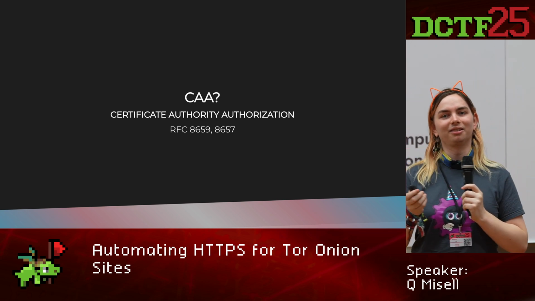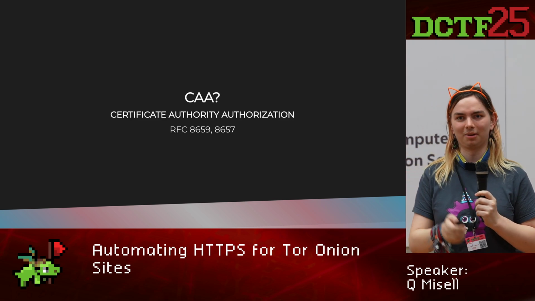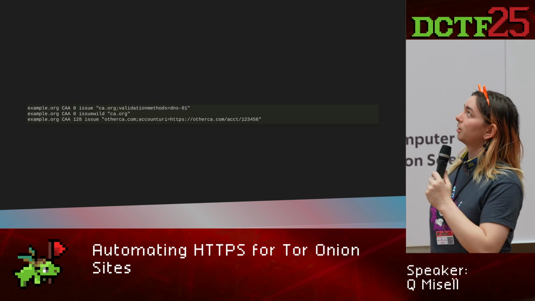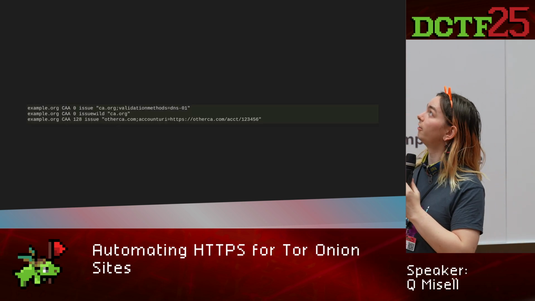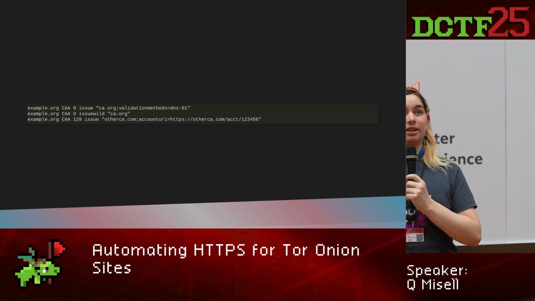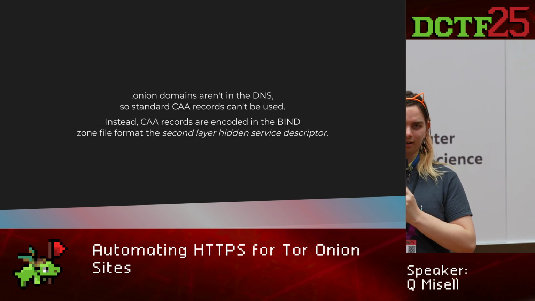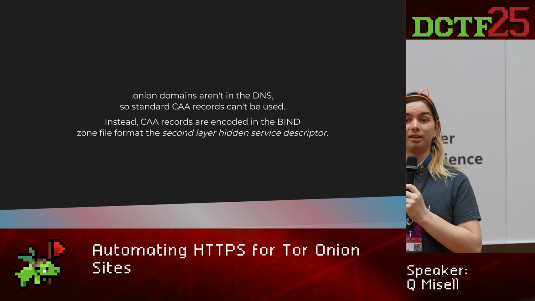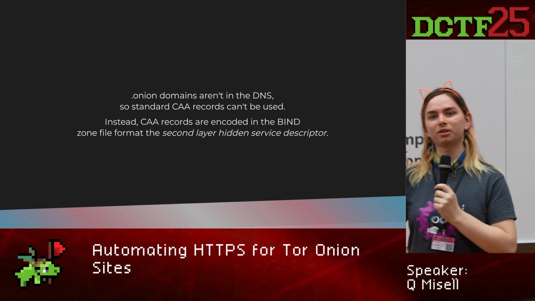And given how the Tor network is supposed to be this secure thing, this would be useful to implement as well. So these go in DNS records that look like this with issue and then a CA identifier and maybe some other flags and fields on it. But there's a problem. Onion domains aren't in the DNS, so this doesn't quite work. Instead, we put the CAA records in the bind zone file format in the second layer hidden service descriptor. And once again, I have more explaining to do.